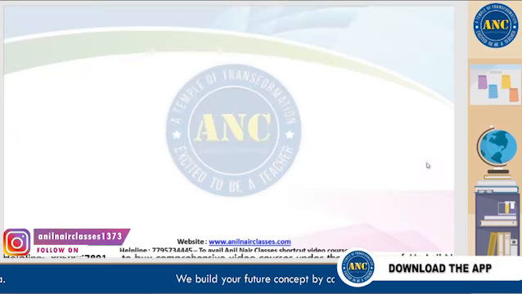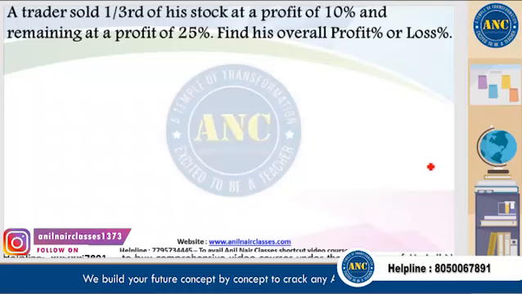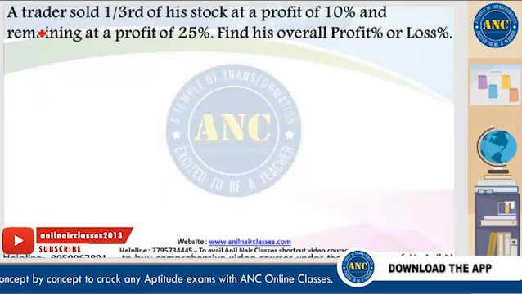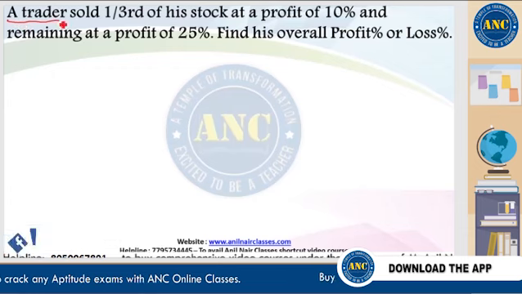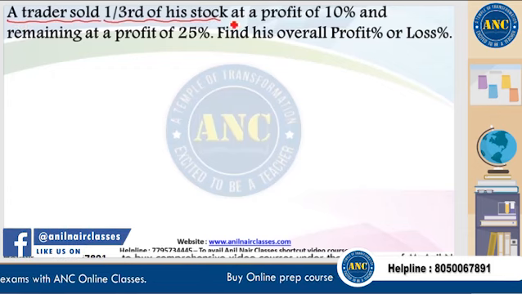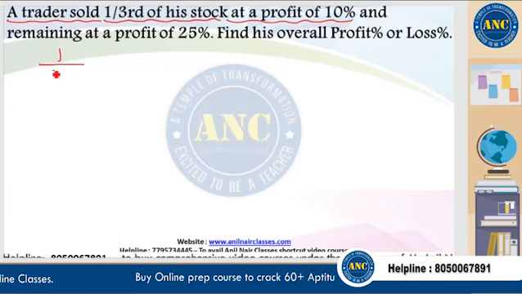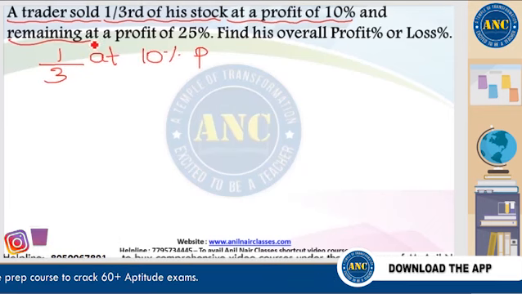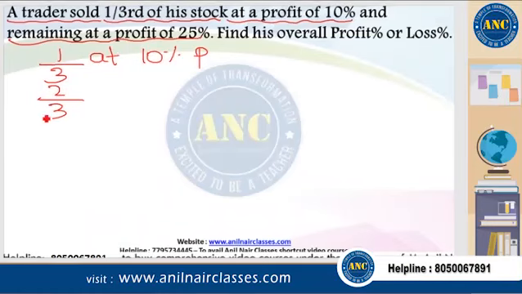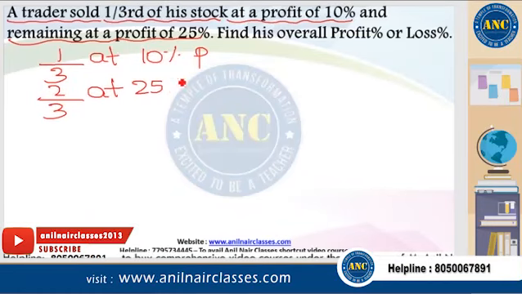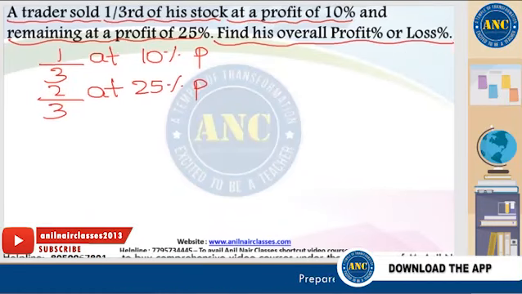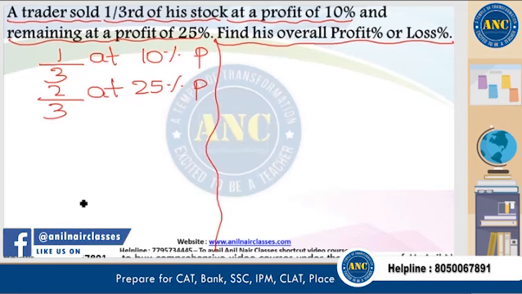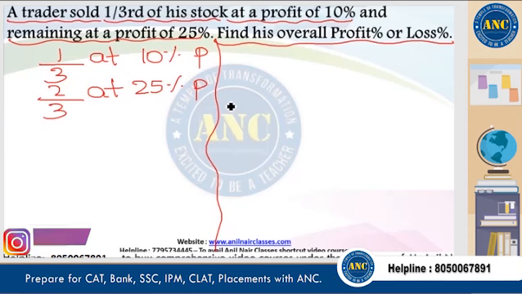The beauty about this method 2 is, please see the next question, sir. This is where my students will be so smart and so fast in solving all the questions. Your question is, a trader sold 1/3 of his stock at a profit of 10%, and the remaining 2/3 at 25% profit. Find his overall profit or loss percentage. They are not asking you the cost price. That means I don't need the numerator part in this case.